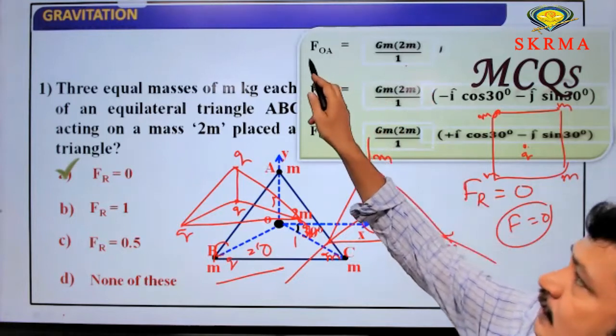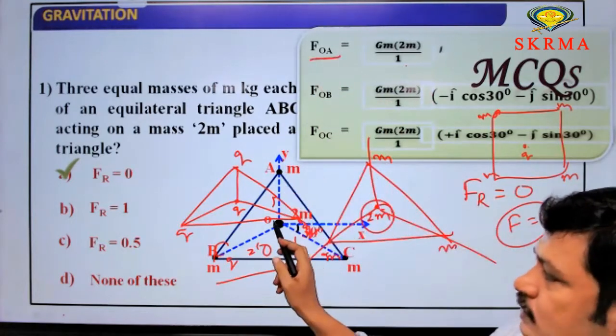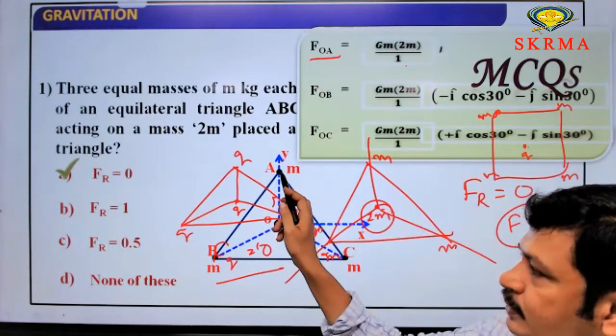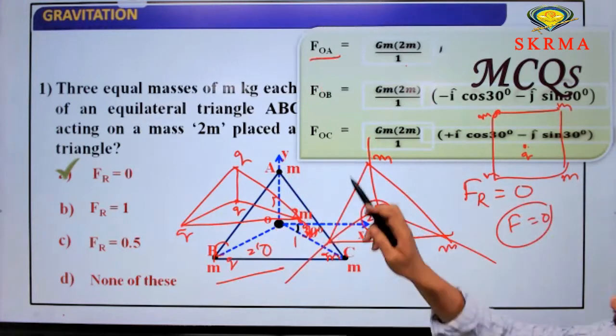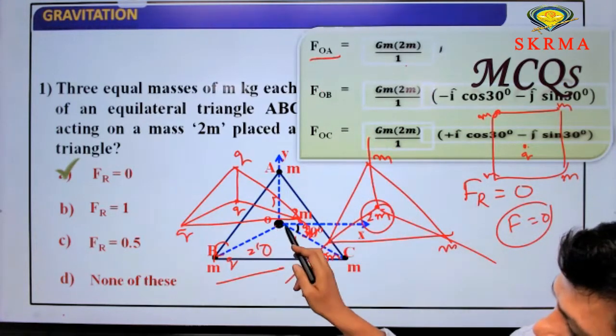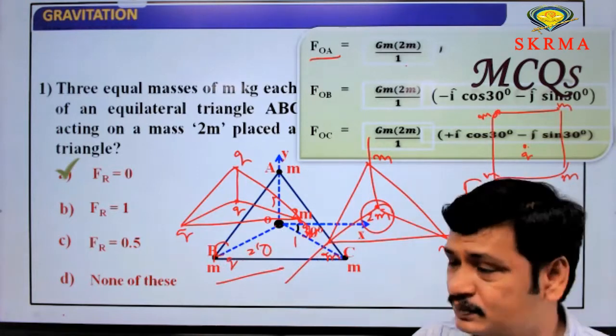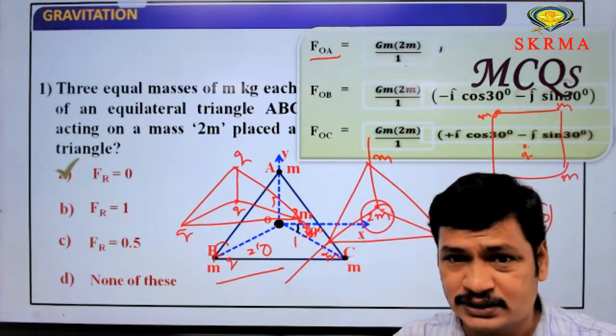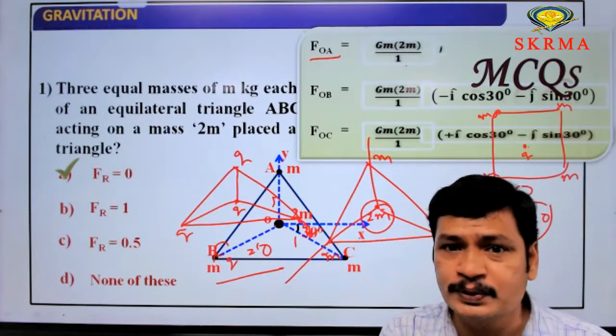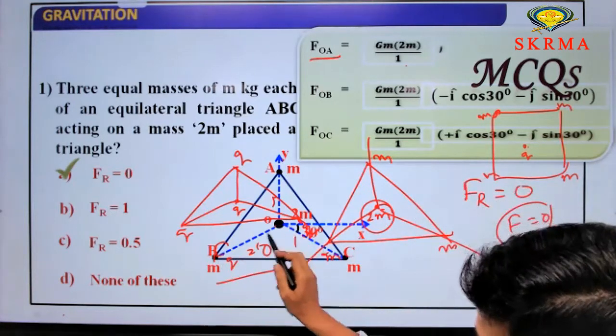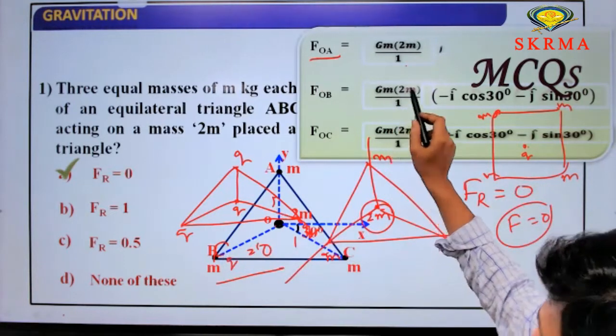That is the force acting along OA, meaning the force acting on 2m due to this mass. If you consider OB, it is not in a particular direction, not along x or y or z. In such a case, we have to resolve components. Here, along B, it is nothing but G m1 m2.